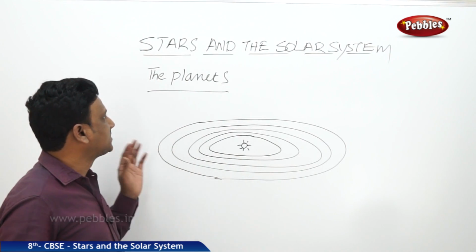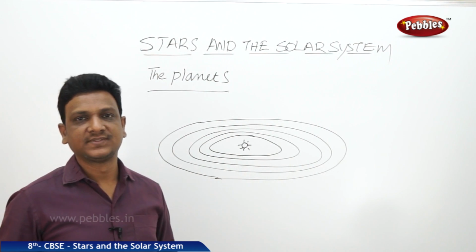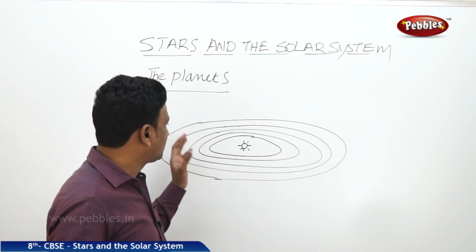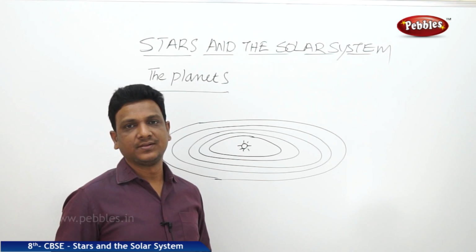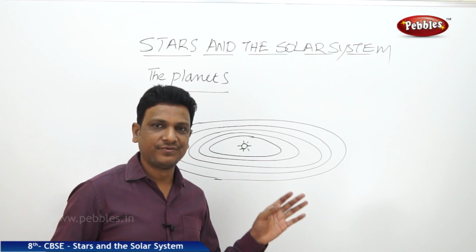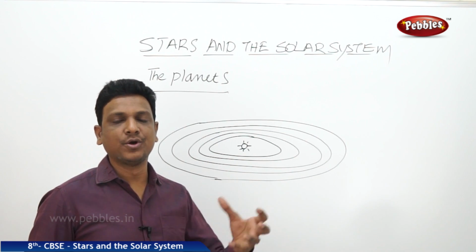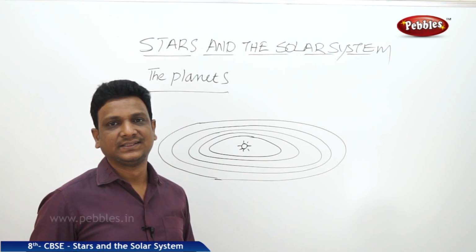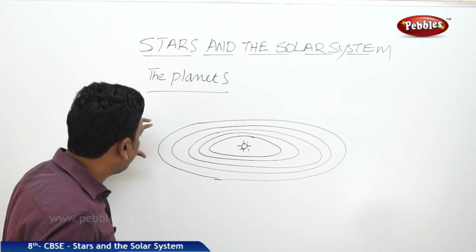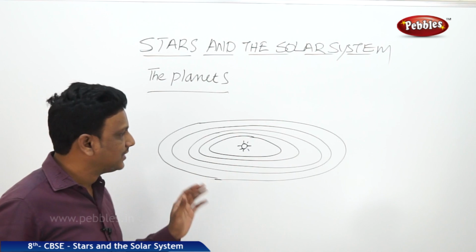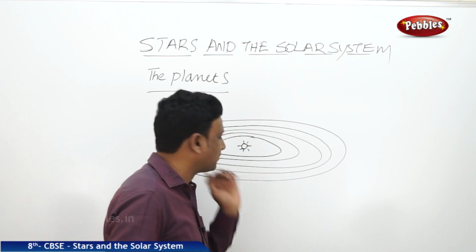So now we are going to discuss another celestial body, the planets. We discussed the solar system. The solar system consists of the sun, planets, asteroids, that is meteors and dust, and it also includes the satellites of the planets. So these are the various things that are found in the solar system.